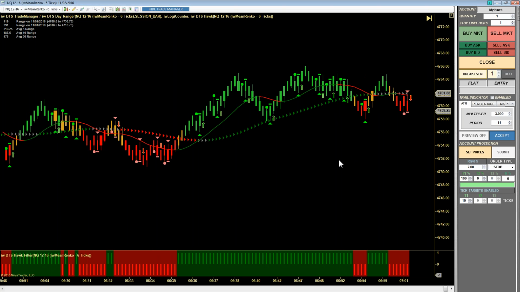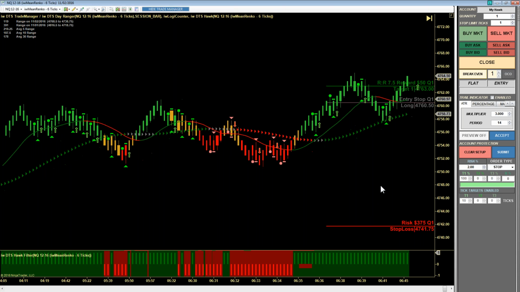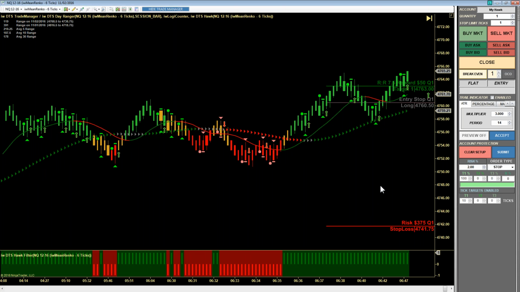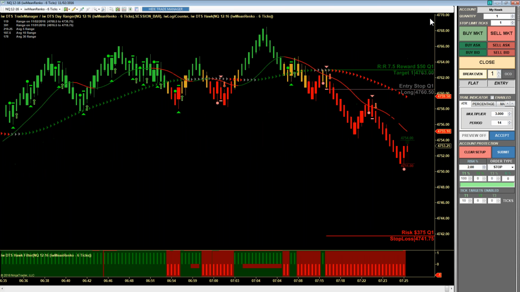Or if I'm going to run my stops ultra deep, it might take me a little bit longer, like if I always run my stops way down here, so I only have 1 contract and I got a $50 target. But again, it's the probabilities. What is the probability that the market will find my stop loss before hitting my profit target? Pretty remote, I'd say. Let's go here now to an extreme example.